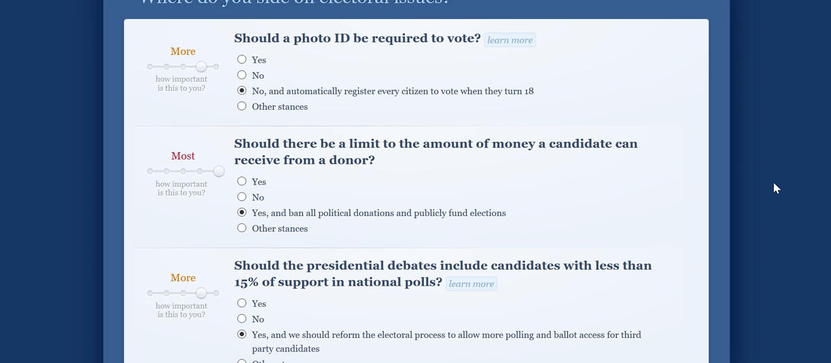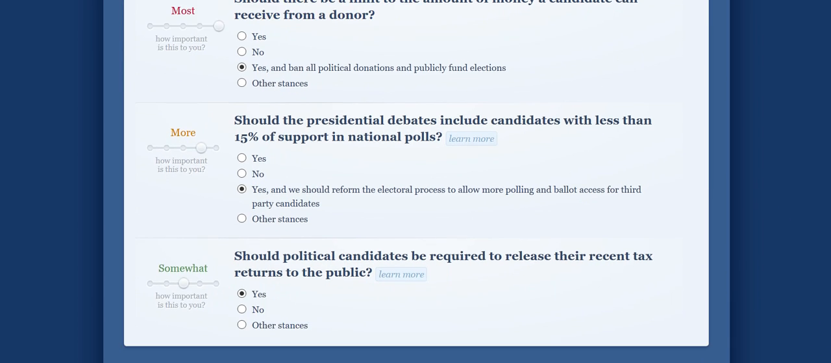Should there be a limit to the amount of money a candidate can receive from a donor? Yes, and ban all political donations and publicly fund elections. Again, I put that as most important because it's the overarching issue of all issues. I mean, you've got to stop and think about it. That's the cancer. That's the virus. The politicians represent the donors. They don't represent us. So if you ban the private donations, what happens? Well, if you have clean elections and everybody's funded by the people, you're going to have a system where they represent the people.